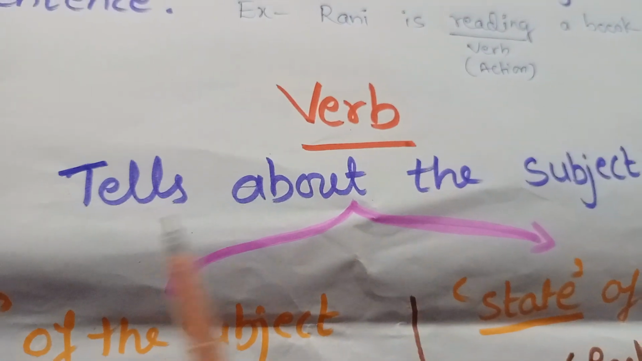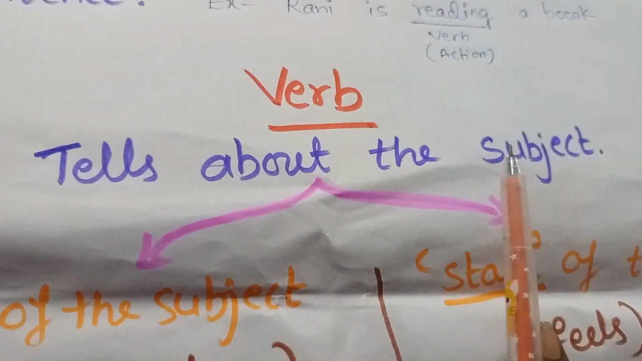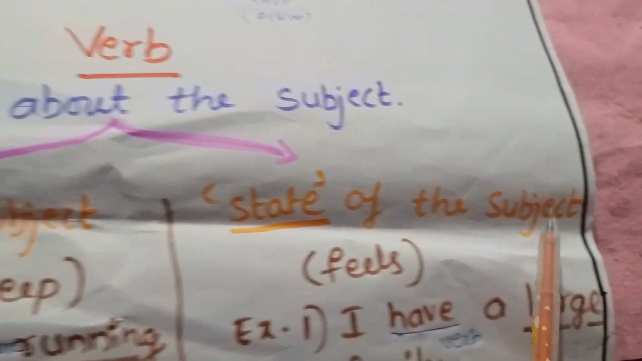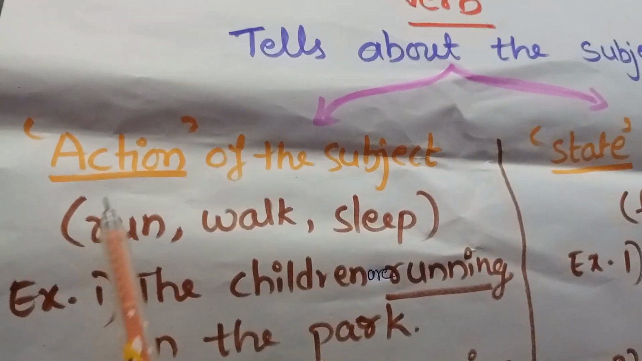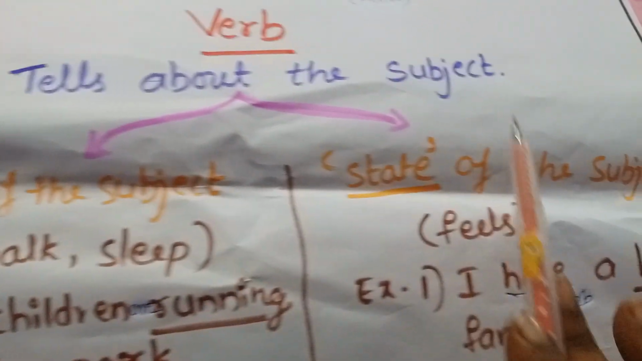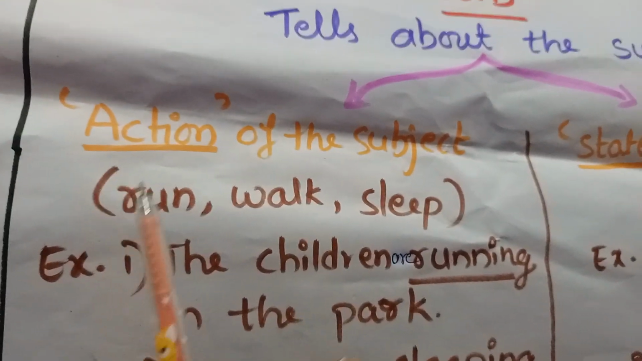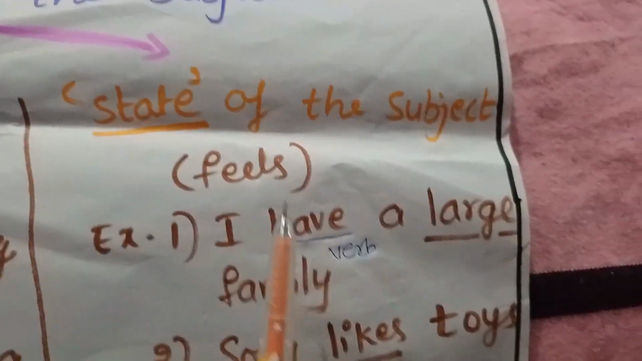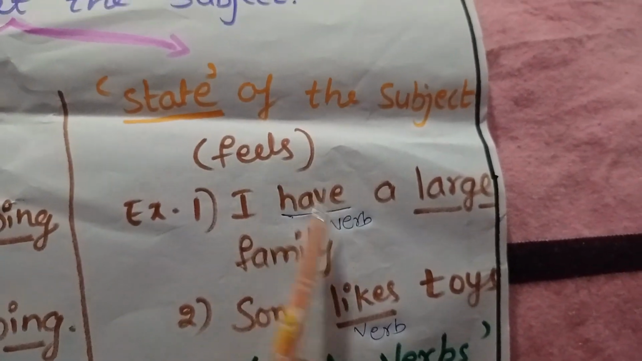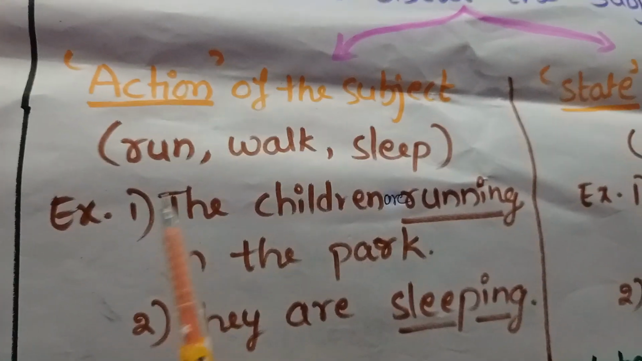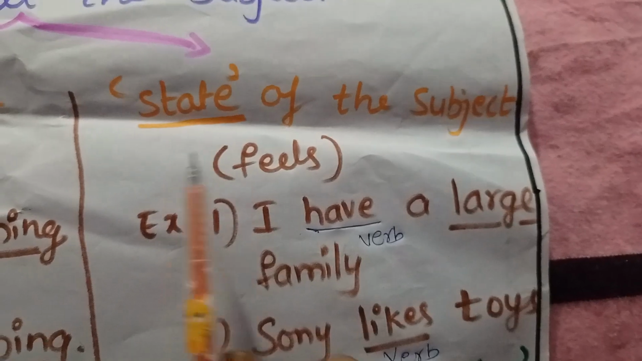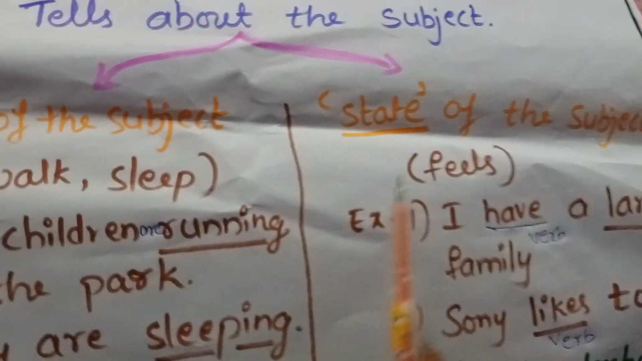Verb tells about the action of the subject and state of the subject. So here, what are action words and what are state words? See here. Example, run, walk, sleep come under action words. Have, like come under state verbs. Action words mean action done by the subject. State means what the subject is having, the position of the verb.